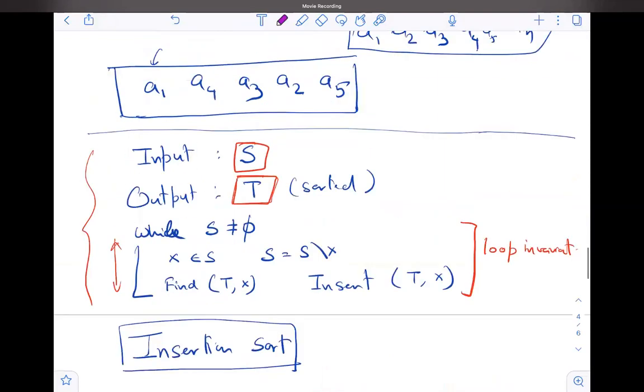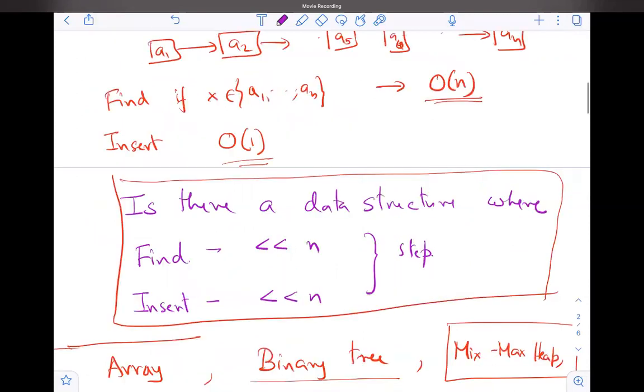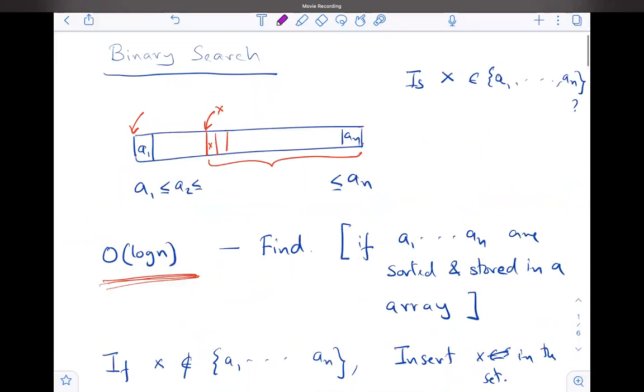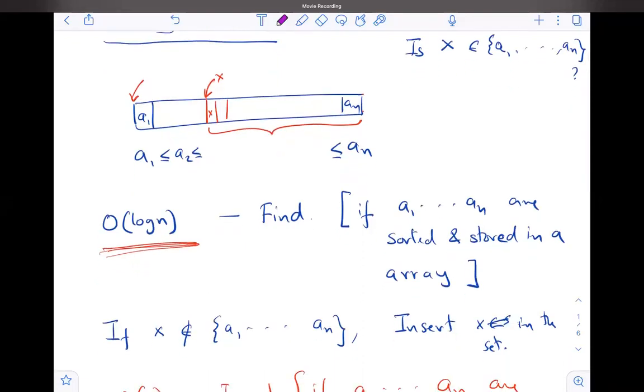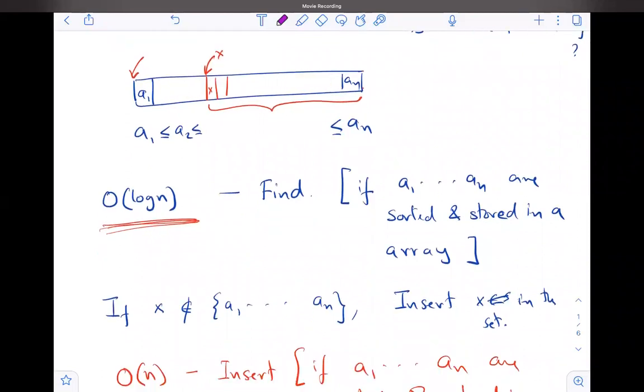So I had done this in the class: while you can do find in order log n, how do you insert? The only way of inserting in an array is to move. If I have to insert a number x somewhere here, I can find where to insert in order log n. But to insert it here, I have to move this whole chunk one position further, make a space, and then insert.